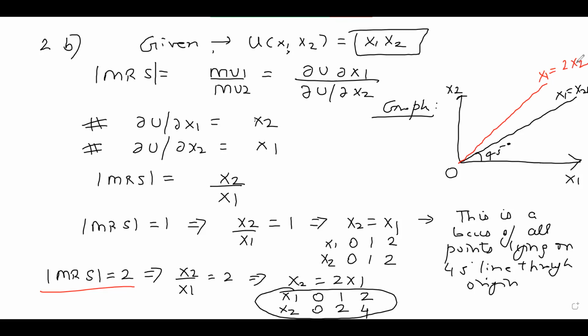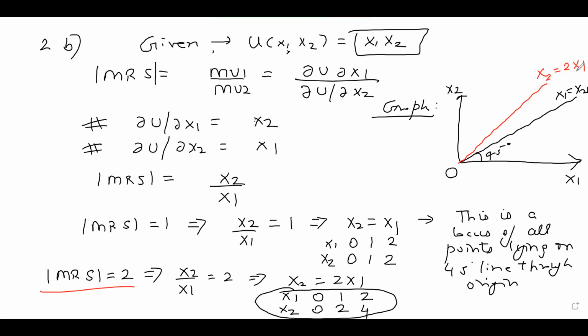So MRS equal to 1 corresponds to the black line, x1 equal to x2. MRS equal to 2 corresponds to the red line, x2 equal to 2x1. Let me correct myself, x2 equal to 2x1. This is x2 equal to 2x1. Okay. So I hope that all students attending this lecture have understood question 2 completely. And then let's look at problem number 3.